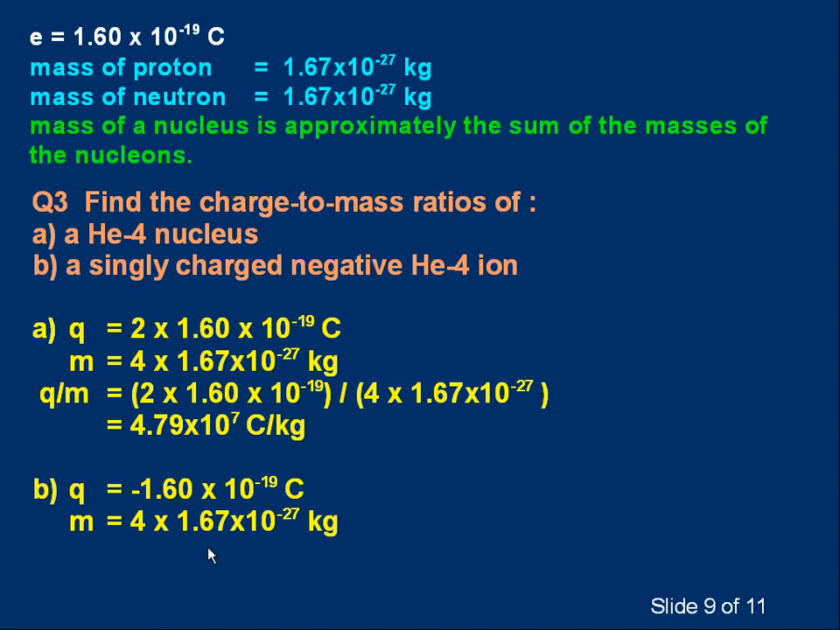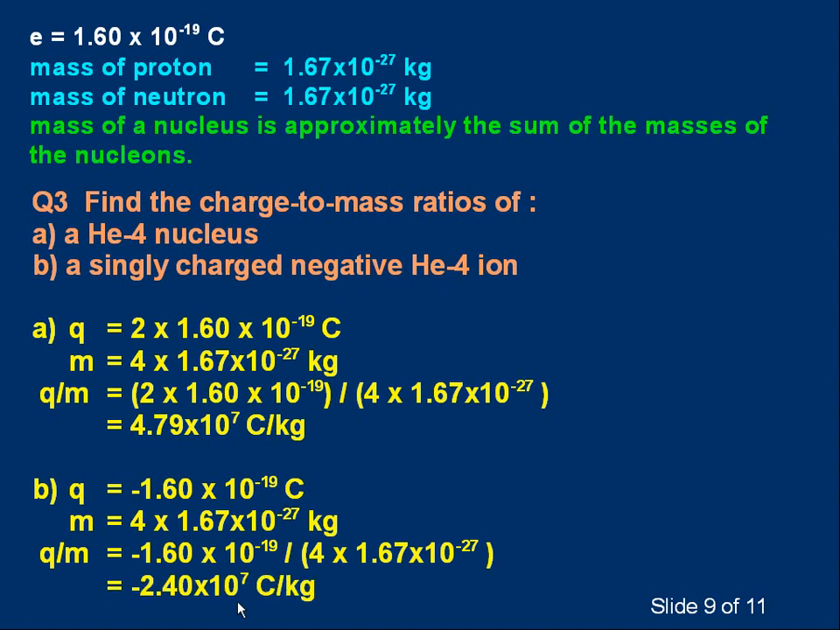The mass is the same as the previous one, same as the nucleus. Why have I done that? What about the electrons? Well, the electrons are so light compared to the mass of the nucleus that we can ignore them. We're only working to 3 significant figures, and it's perfectly valid to ignore the mass of the electron and say that the overall mass of this ion is simply the same as the mass of the nucleus. It doesn't make any difference to our calculation here if we ignore the mass of the electron. So I'll use 4 times 1.67 times 10 to the minus 27 again. Do the sums, and you should get minus 2.40 times 10 to the 7 coulombs per kilogram.